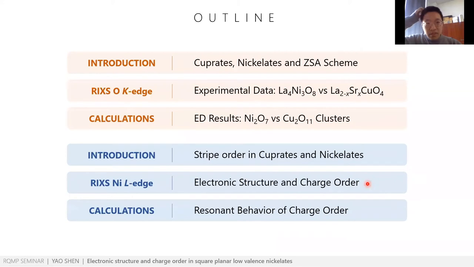So this is the outline of my talk. It will be divided into two parts. For the first part, I will focus on the RIXS at the oxygen K edge, trying to figure out the electronic structure of the low valence nickelates. And for the second part, we'll switch to the RIXS at the nickel L edge to mainly study the charge order in these materials.